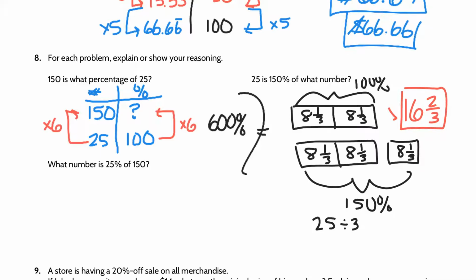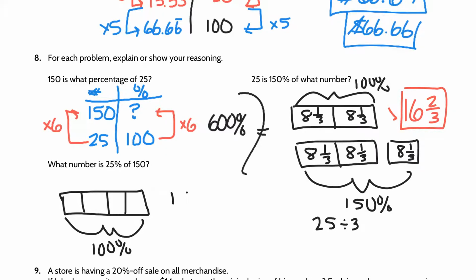Now we can ask ourselves, what number is 25% of 150? And again, you can use tape diagrams, you can use tables. We'll just try another simple tape diagram here. What number is 25% of 150? Well, if 150 is my whole, I can break that into fourths, right? This would be 100%.